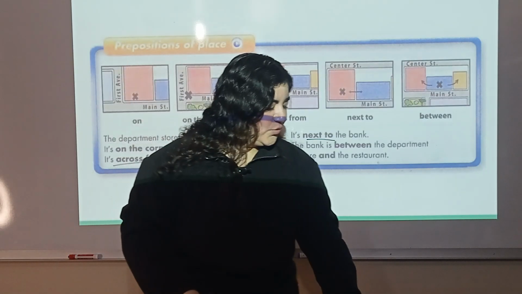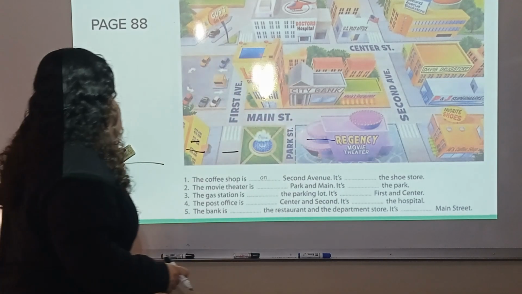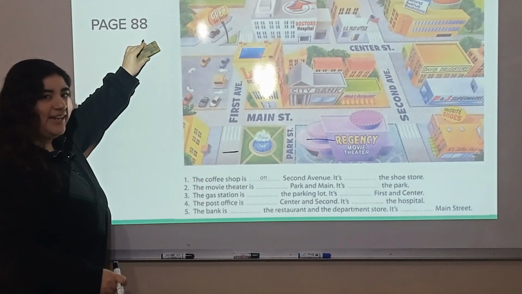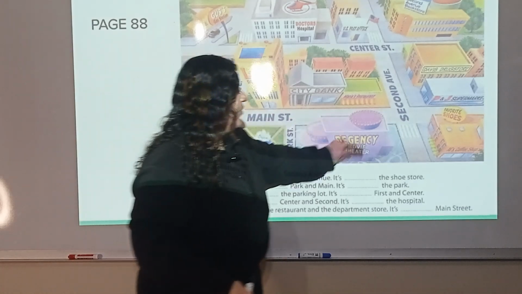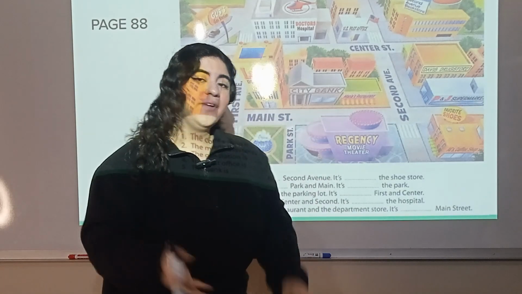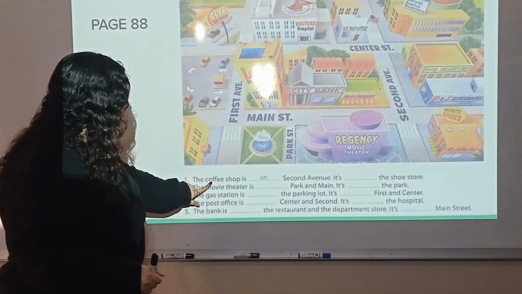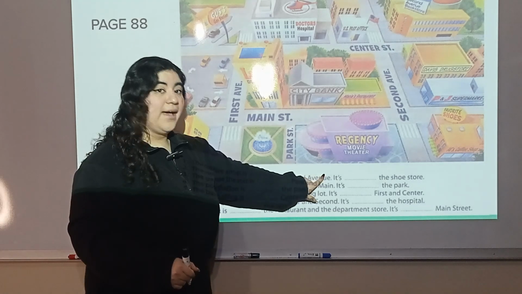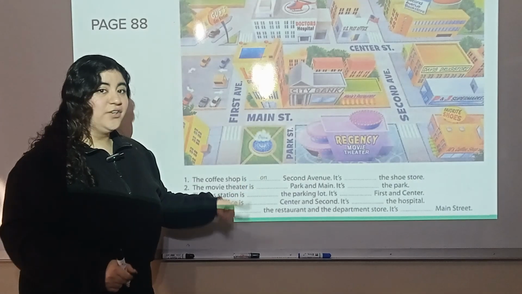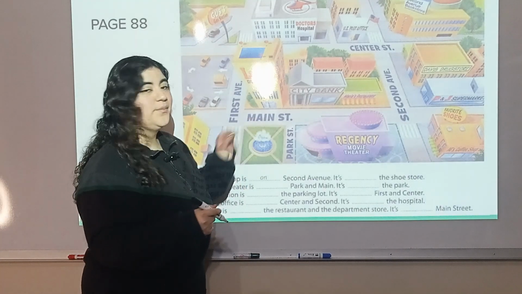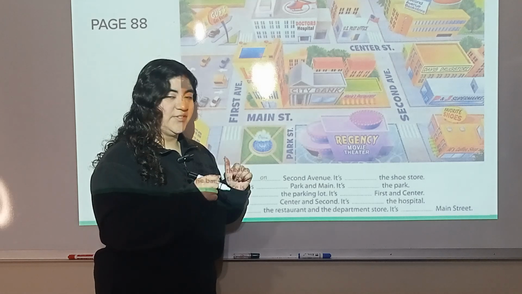So, we're going to be using these prepositions of place to answer page number 88 on your books. Go there and try to answer by yourself and then come back. Once you're finished, we can check. The coffee shop is on 2nd Avenue. We're going to be completing the sentences with the prepositions of place that we learned previously.